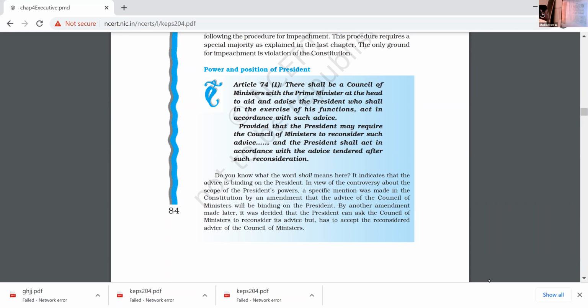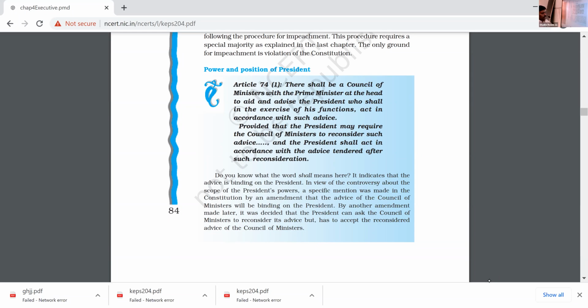It indicates that the advice is binding on the president. In view of the controversy about the scope of the president's powers, specific mention was made in the constitution by an amendment that the advice of the council of ministers will be binding on the president. By another amendment made later, it was decided that the president cannot ask the council of ministers to reconsider its advice, but has to accept the reconsidered advice of the council of ministers.